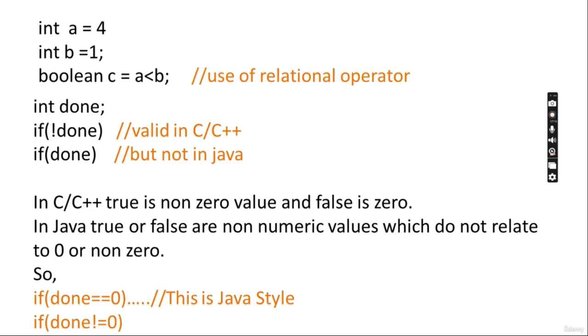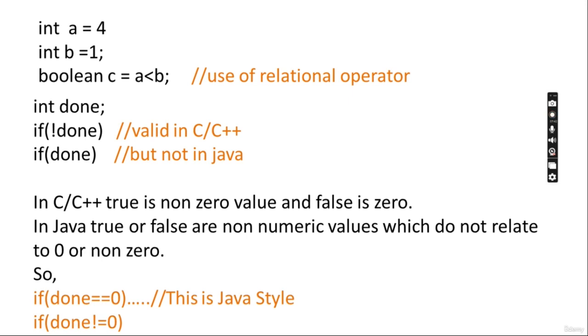When performing the programs one by one, you will understand the uses of these operators. Here integer a is equal to 4 I have taken, and b is equal to 1. Boolean c is equal to a less than b. So what is a less than b? It is checking if a is less than b, true or false. So the resultant output is saved in Boolean variable c.